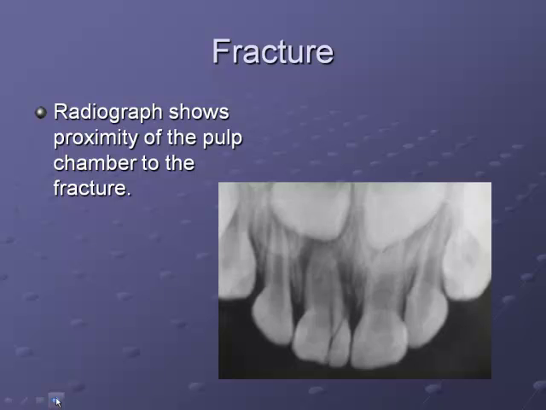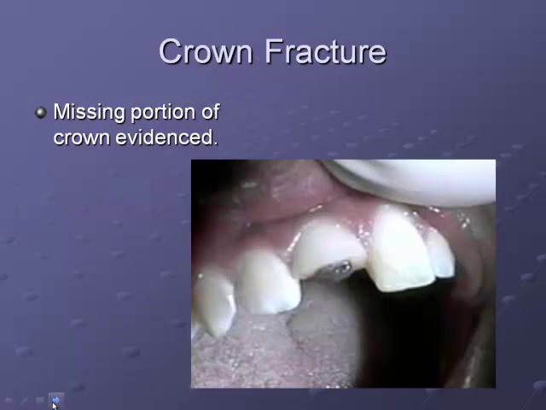A fracture appears as a radiolucent line. This radiograph shows the proximity of the pulp chamber to the fracture. This crown fracture shows a missing portion of the crown that is apparent.